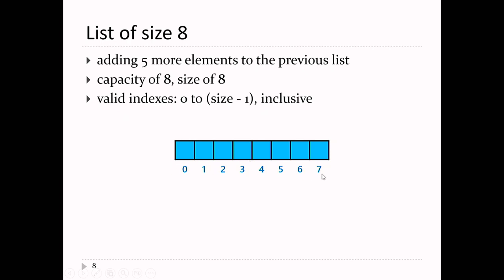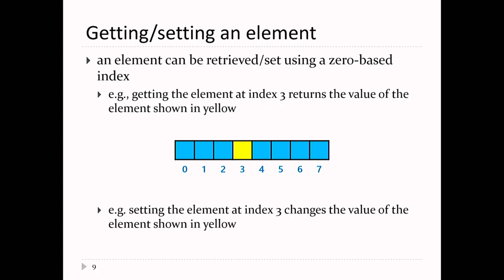got a full array. So the size of the list is 8, and the capacity of my array is also 8. My valid indexes are from 0 to 7 in this case. Okay, so I've got a full array. Now I've got elements in the array, which means I can get and set different elements of the array.